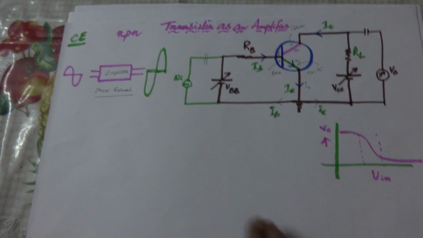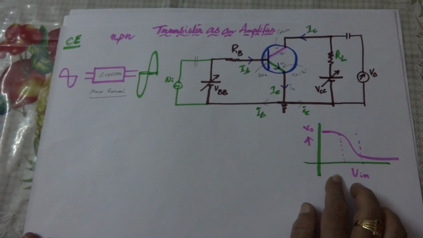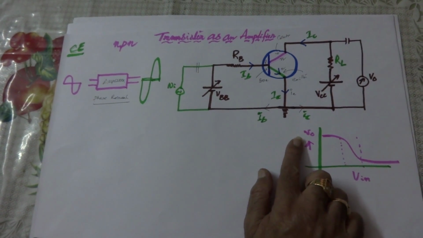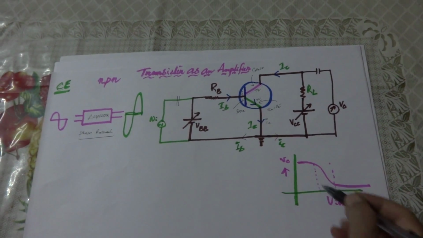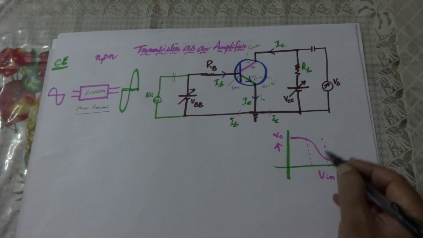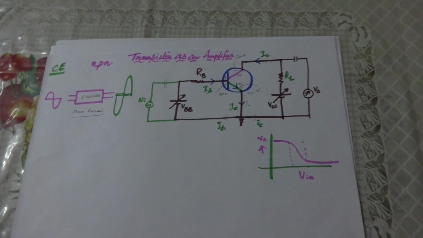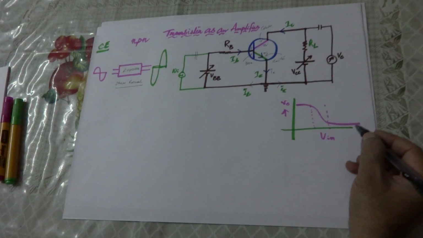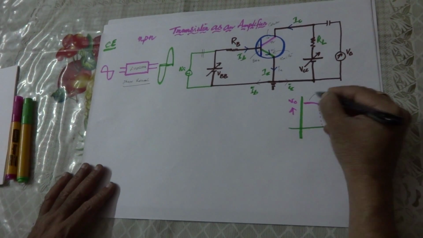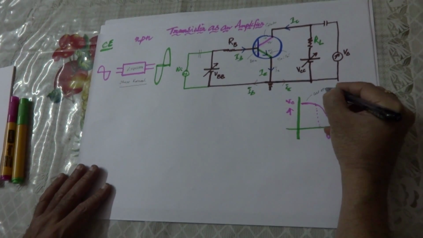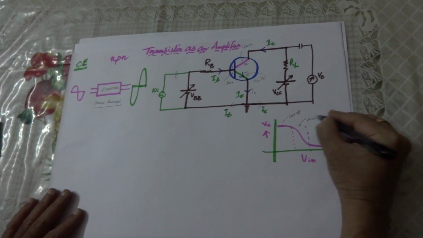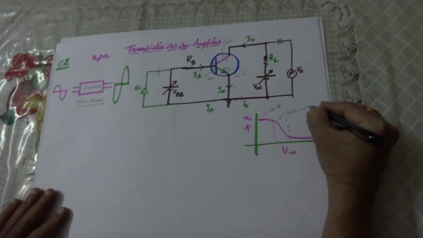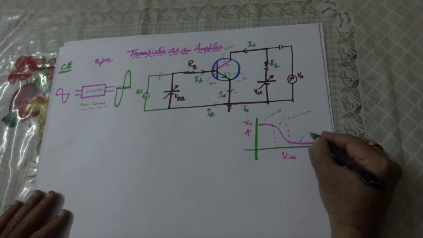Now if you take the graph between output voltage and input voltage, here we observe three different regions. This is cutoff region, this is active region, and this is saturation region.